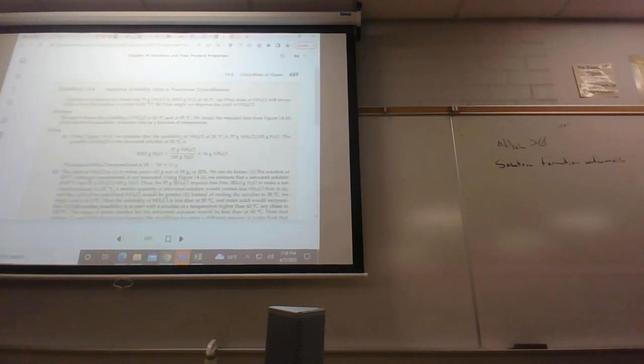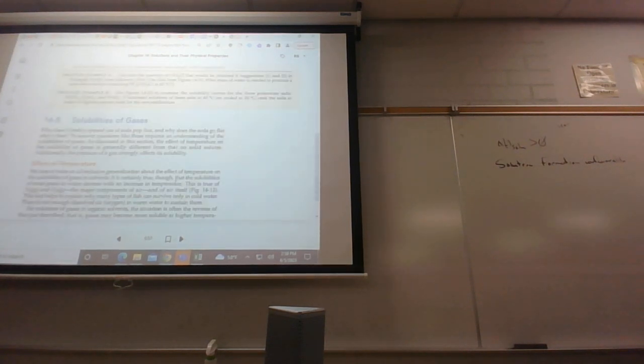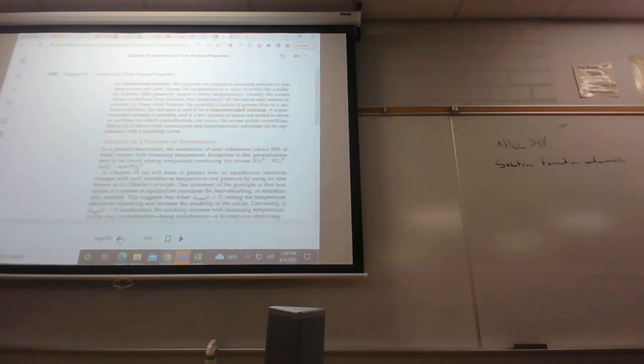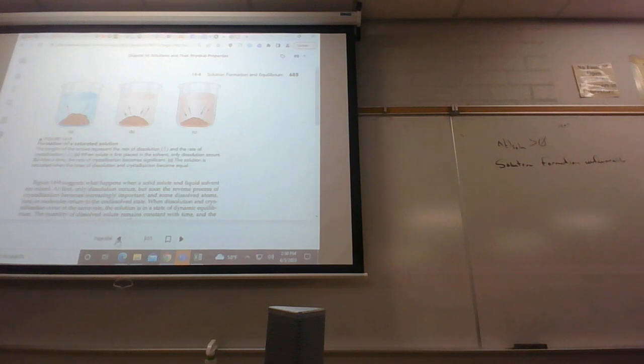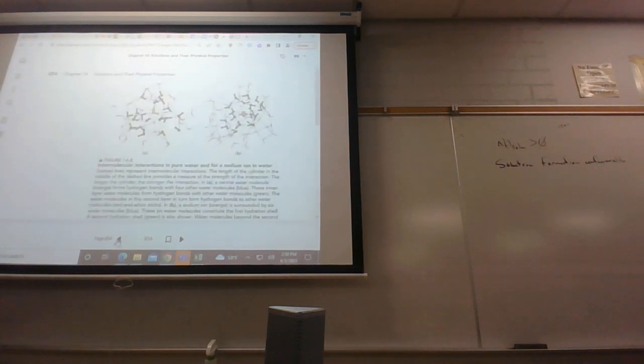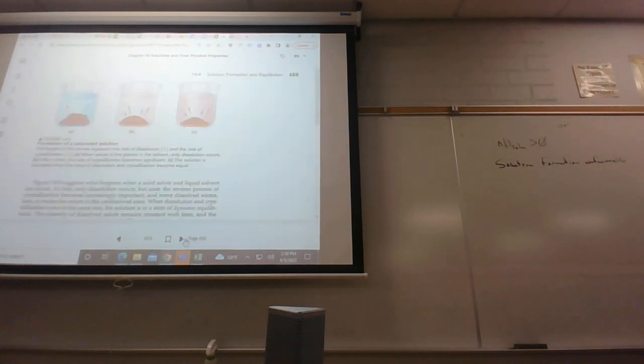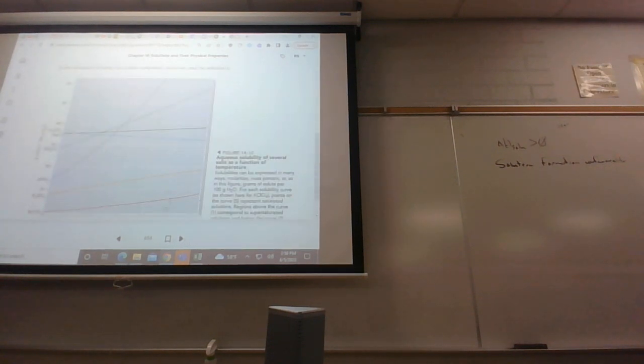Fractional crystallization is covered in Chem 1B, so I'm going to skip that. There's one more thing I want to talk about on this curve, and that is something called supersaturation.